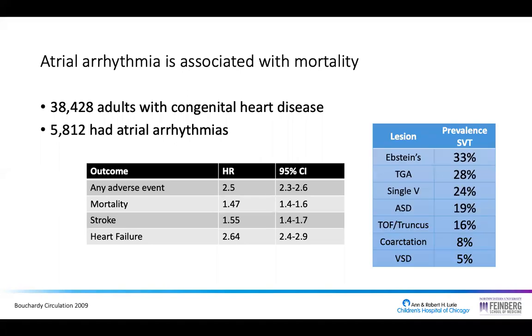The reason I mention this is from a slightly different data set, but the prevalence of atrial arrhythmias in these populations is very high. So a third of people with Epstein's, almost a third of people with transposition, 25% of people with single ventricles, 20% of people with ASDs, even coarctation, VSDs. There is a really high prevalence of SVT. And since that SVT is associated with an increased risk of mortality, you have to pay a lot of attention to this patient population because you're going to find it a lot.